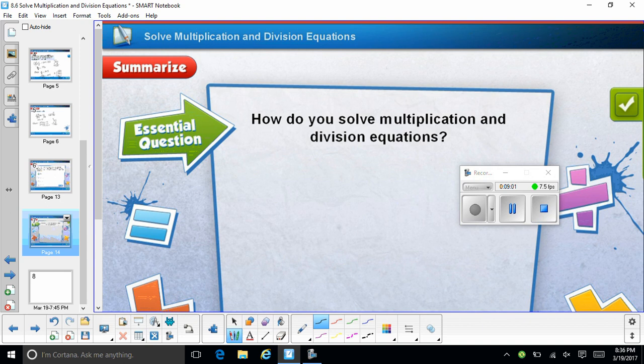Okay, time for our essential question. Copy down how do you solve multiplication and division equations, and in a 2 to 3 sentence summary, I want you to explain how you would use the inverse operation to solve for the variable. I look forward to discussing this with you in class.